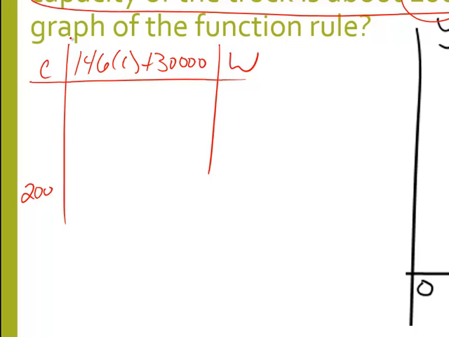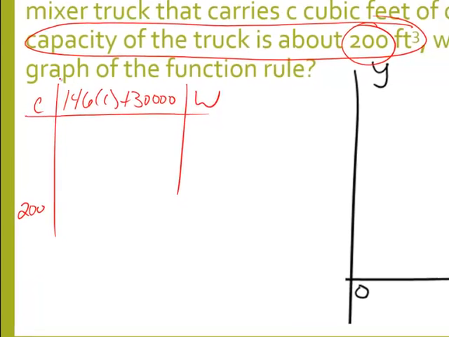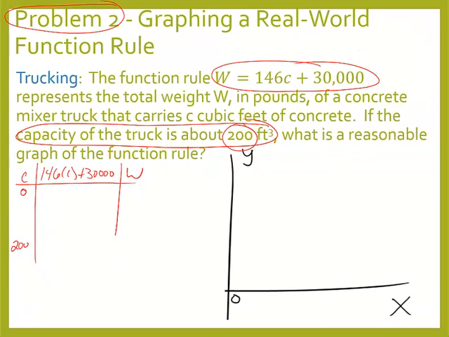So also, we're dealing with a real world situation. In real world situations, your input usually always starts at 0. And especially with this one, because we're dealing with concrete. We can't have negative concrete, can we? So 0 is your starting amount, 200 is your ending amount. Let's go ahead and go increments of 50. So 0, 50, 100, 150, 200 as our inputs.